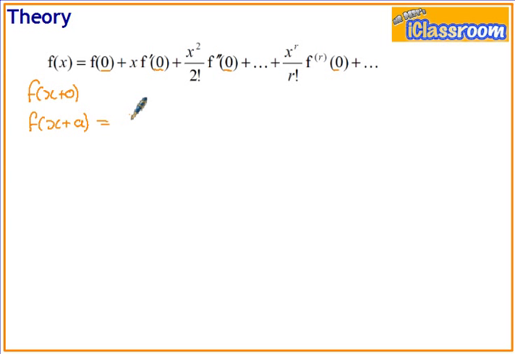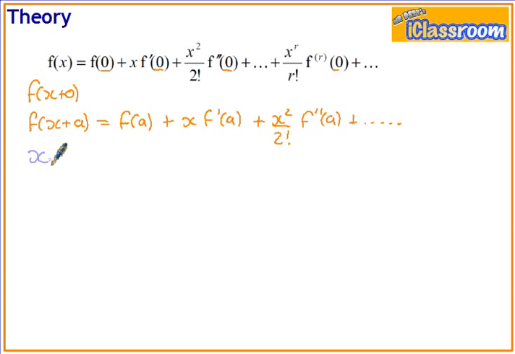And what we would end up with here is f of a, plus x lots of f prime of a, plus x squared over 2 factorial f double prime of a, and so on. This was one of the things that he looked into. Something else that he looked into was a slight transformation here.